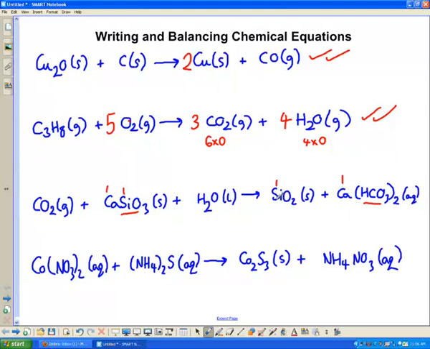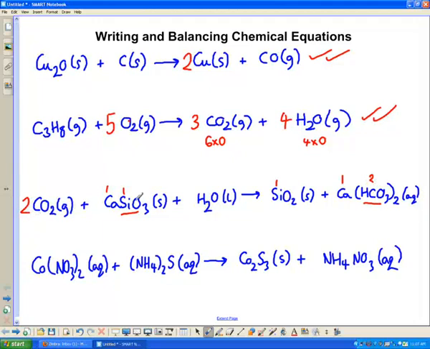Let's look at the carbons next, alright? We've got one carbon on the left. Now how many carbons do we have on the right? Well, we've got two bicarbonates, each bicarbonate having one carbon, so therefore we've got two carbons here. We don't have two here, so therefore we need a coefficient of 2.